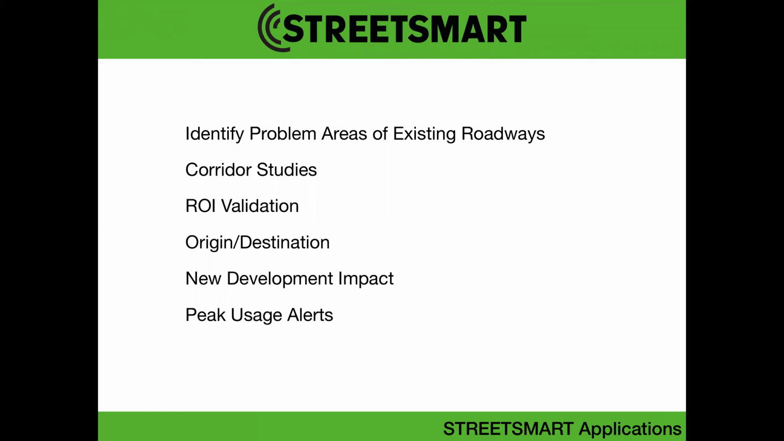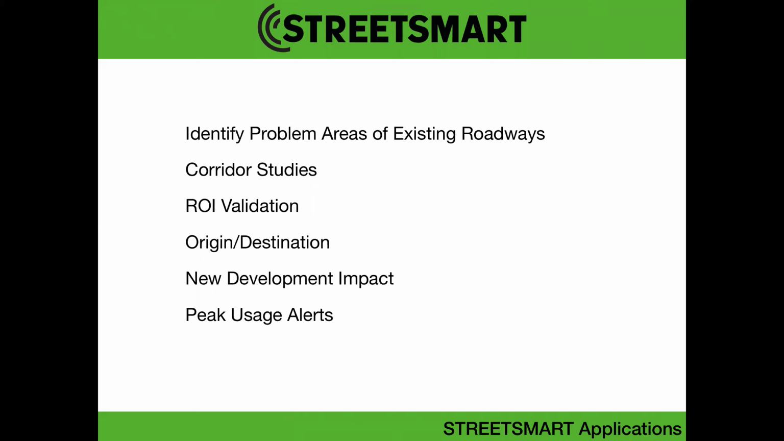Here are some of the common real-world applications that STREETSMART can be used for. Identifying problem areas of existing roadways. Know the key areas to address with data to back up any proposals. We're going to demonstrate this today. Corridor studies. STREETSMART gives you the insight needed to better understand corridors. Return on investment validation. Prove the benefit and enhancements to a roadway with before and after data, including travel time.